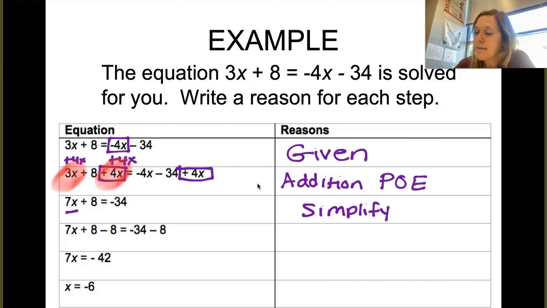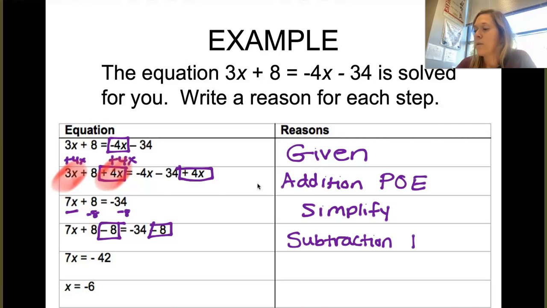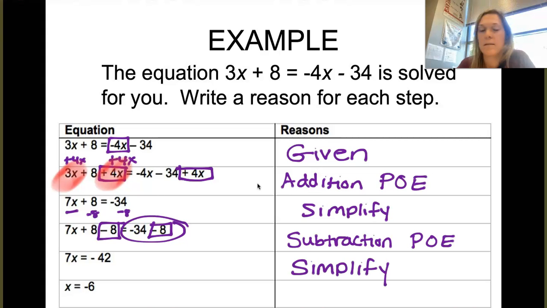Then what would be the next thing you would do? You would subtract 8 from both sides. So notice here, we subtracted 8 from both sides. So that would be the subtraction property of equality. And please don't abbreviate subtraction to just sub, because then I won't know if you mean substitution or subtraction. So write it out. Don't be lazy. Then what happened? They put the negative 34 and the negative 8 together to make negative 42. So that was simplifying, a combining of like terms, or just evaluating.